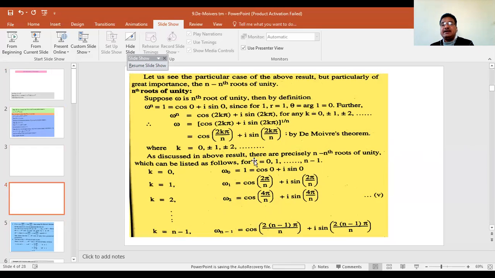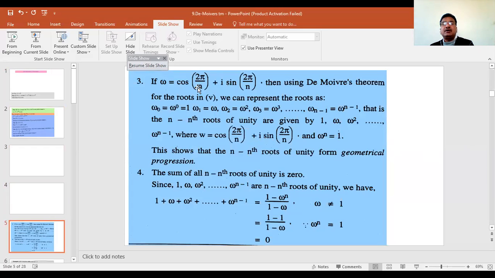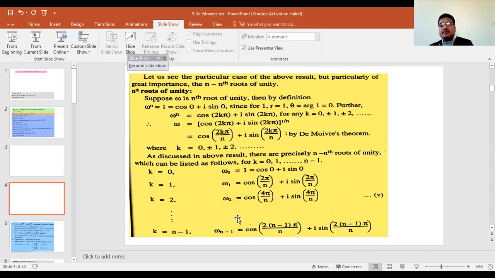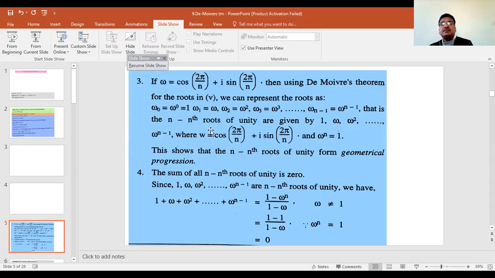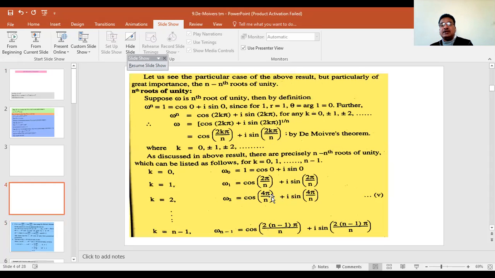This is denoted by w. What is the notation for w? Cos 2π/n plus i sin 2π/n. Therefore w0 is w raised to 0, w1 is w, w2 is w squared. What is w squared? The bracket raised to 2, and by using De Moivre's theorem, it is cos 4π/n plus i sin 4π/n. Similarly, w3 is w raised to 3.